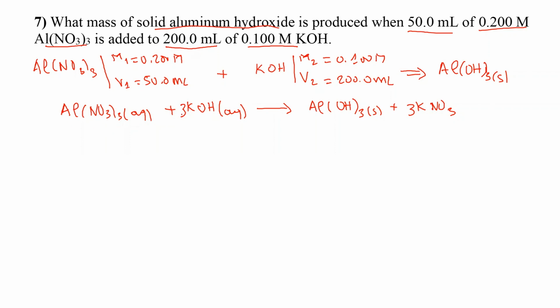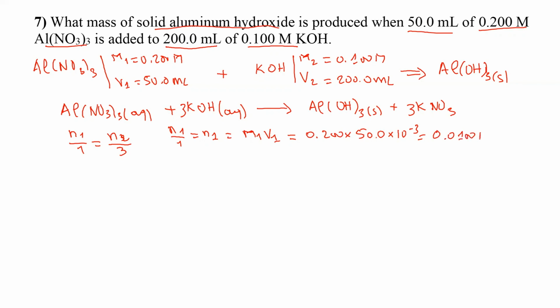So what do you do first? We need to check what is the limiting reagent. So from our chemical equation, we know that N1 divided by 1 should be equal to N2 divided by 3. So let's compare these two values. N1 divided by 1 is N1, and this is equal to M1 V1. This is equal to 0.200 times 50.0 times 10 to the power minus 3. And this is equal to 0.0100 mole.